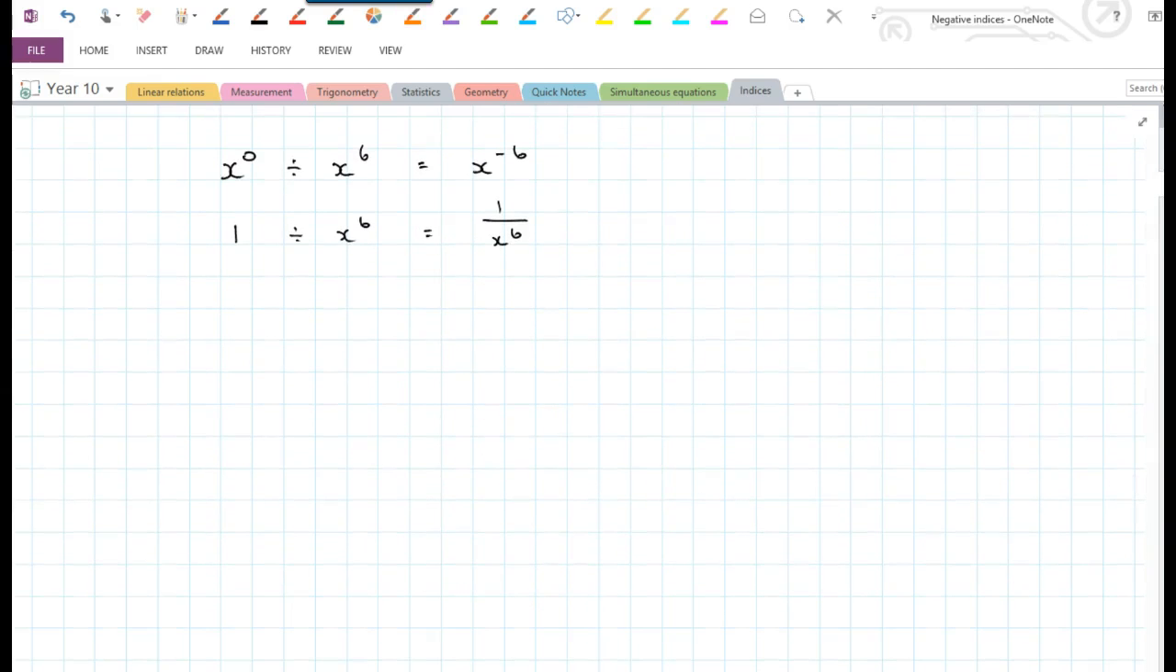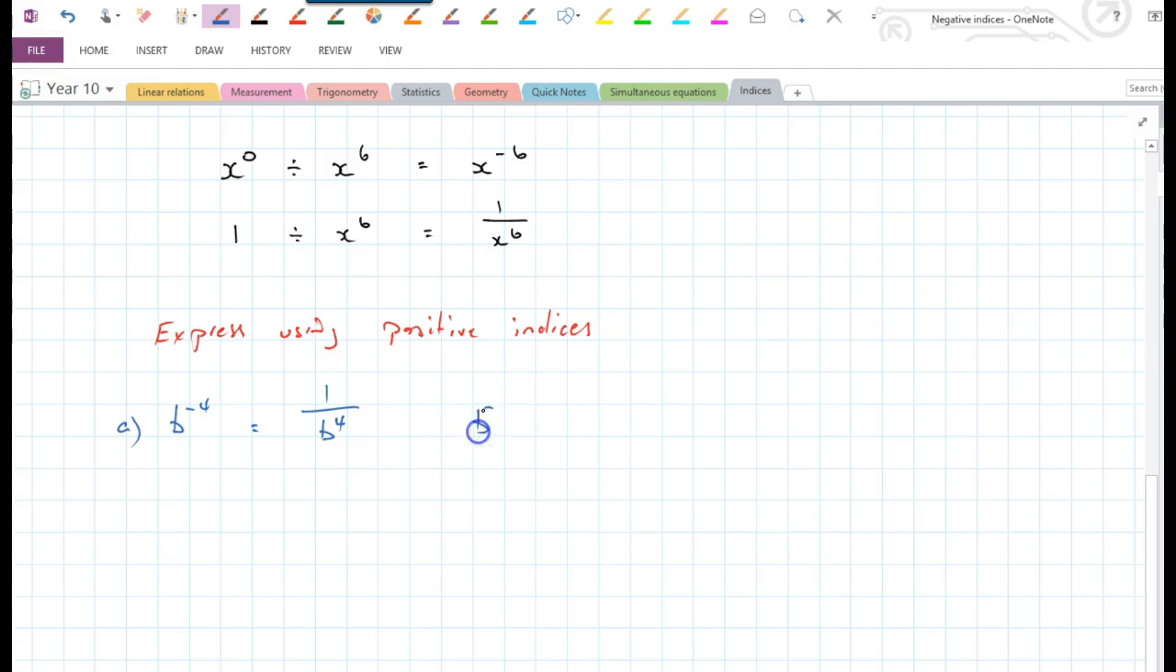Righto, so let's do some examples. Express each of these using positive indices. I'm just pinching these out of the book again. Okay, so b to the minus 4 is the first one. B to the minus 4, what's it equal to? We're going to make it positive underneath 1. So b to the minus 4 is 1 over b to the 4.